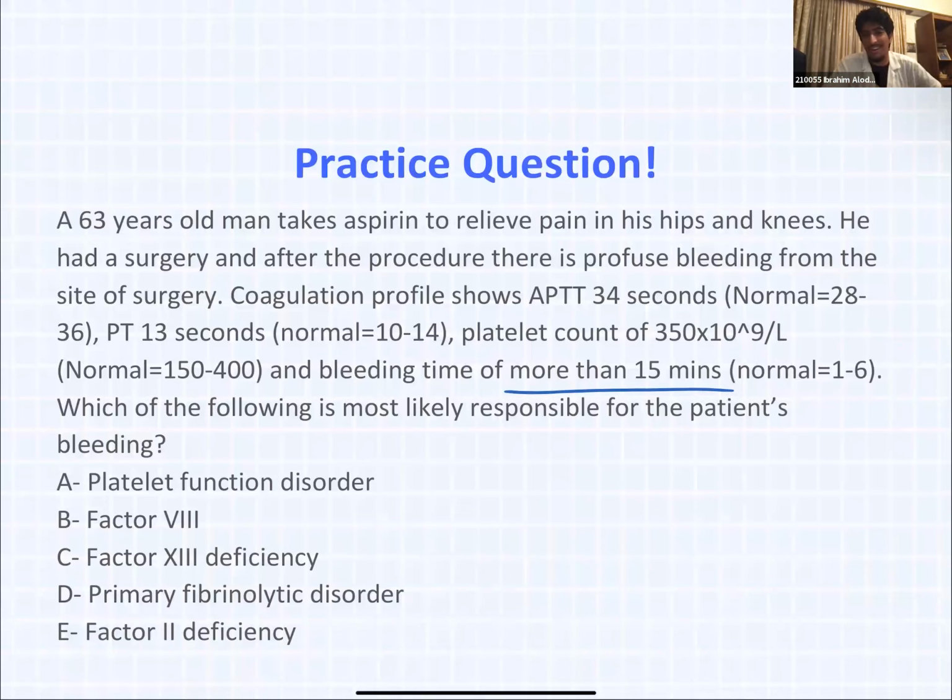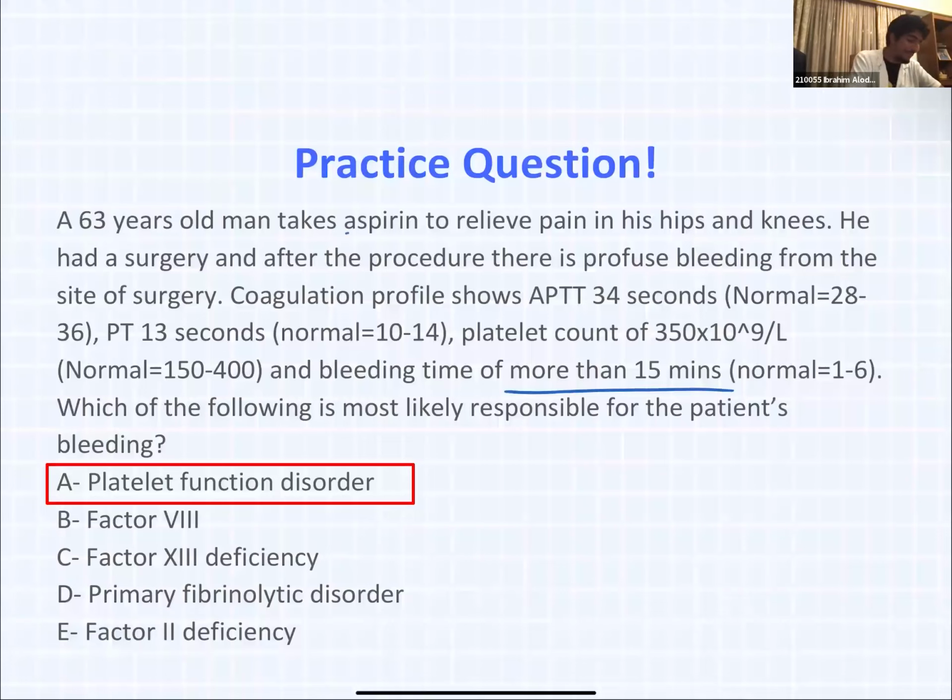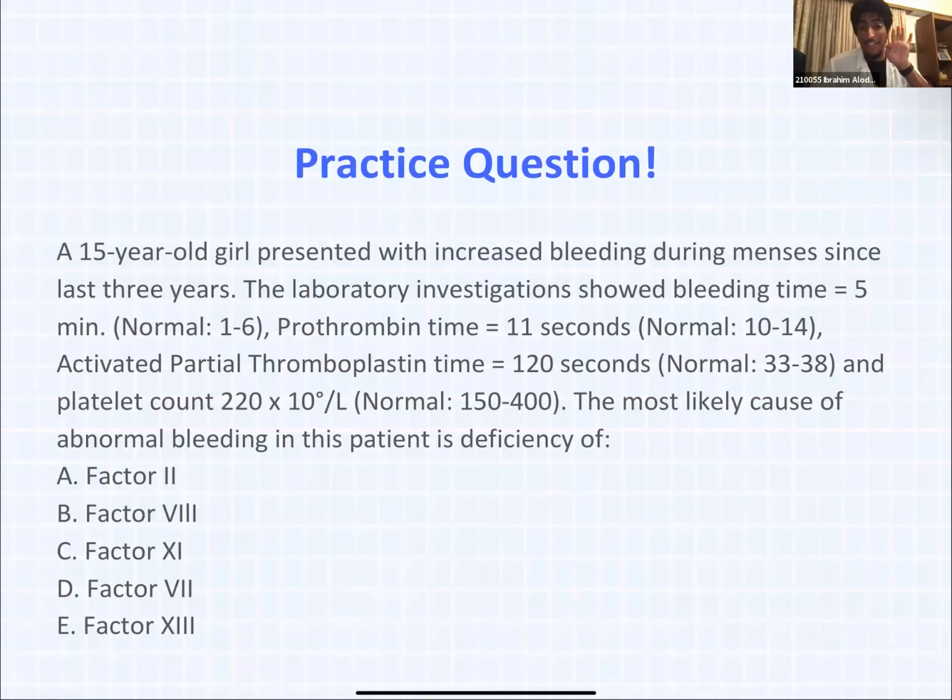You guys answered before I could even finish reading it. Correct. It is a platelet function disorder. Someone quickly tell me, what does aspirin inhibit? Exactly. Okay, I'm glad that concept stuck in your head. Okay, this question is the last question.